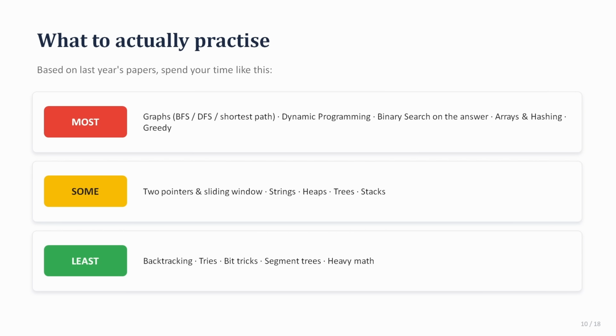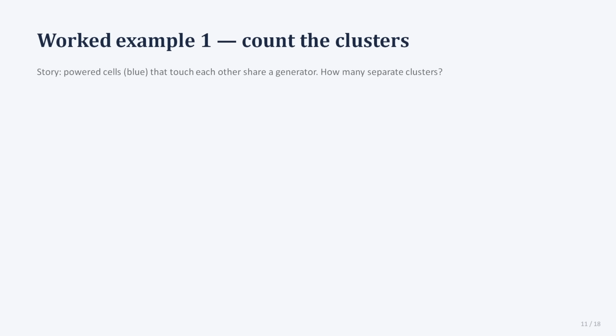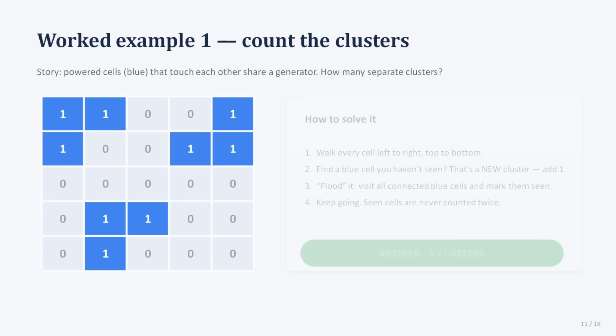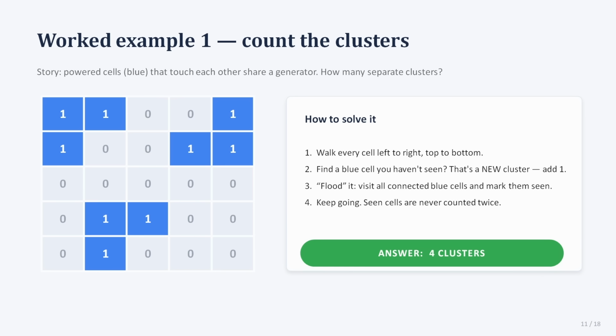Now, two real examples, so this is not just theory. Example 1. The story: blue cells that touch each other share a generator. Count how many separate clusters there are. This is a graph pattern called flood fill. Look at the grid. Here is the method. Walk every cell. When you hit a blue cell you have not seen, that's a new cluster. Add one, then flood it. Visit all its connected blue neighbors and mark them seen.